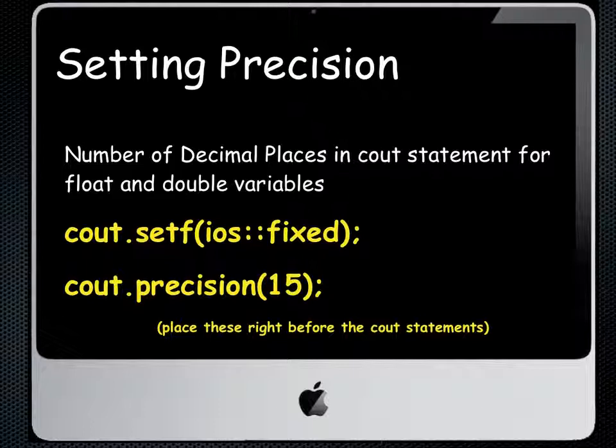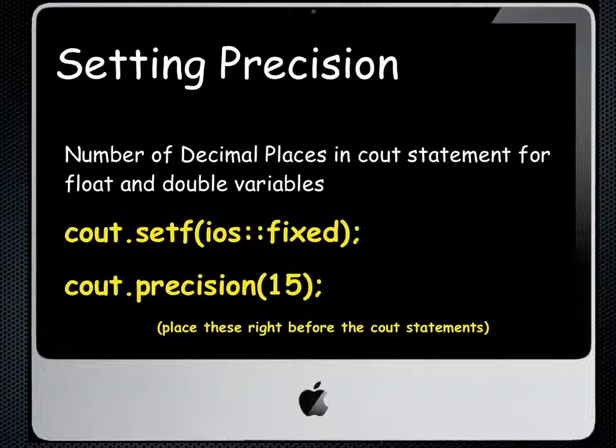Now, here is some specific guidance that you'll need when you use setting precision. First of all, these 2 lines of code only need to be used once to change all following cout statements to 15 decimal places. So be careful. You may want to use it just for some single line and then have to reset it to a different number at a later time.